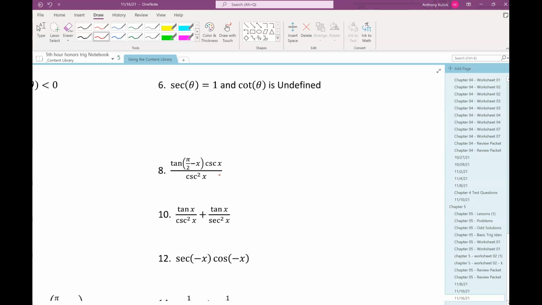I guess the first thing I would do is look to see if there's any algebraic thing I can do. I notice this fraction can reduce because I have a factor of cosecant on top and a factor of cosecant on the bottom. So we do that. And using one of my cofunction identities, I can rewrite tangent of pi over 2 minus x as cotangent x.